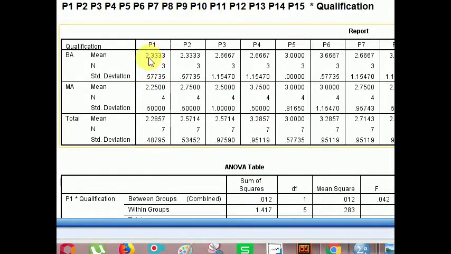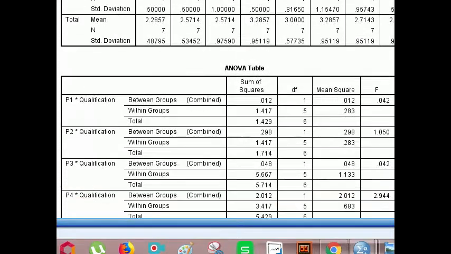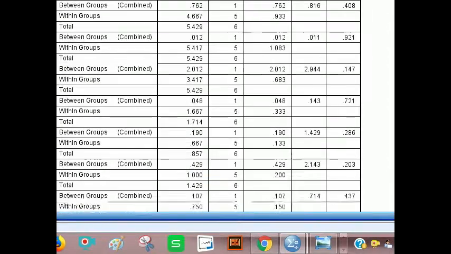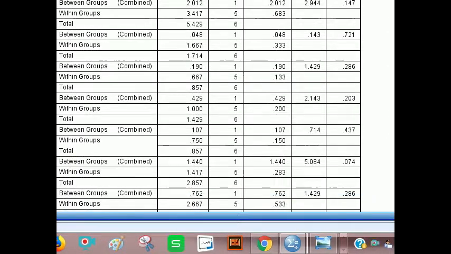P number 1, BA is higher than MA. P number 2, MA is higher. We have mixed results, right? You just have to go through that. And if you look at the significance level, again, you will see that nothing is significant. Everything is above 0.05.